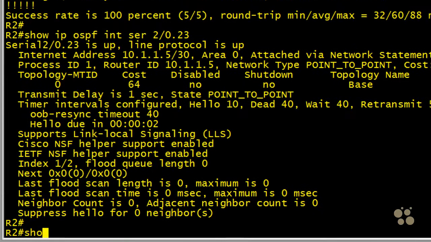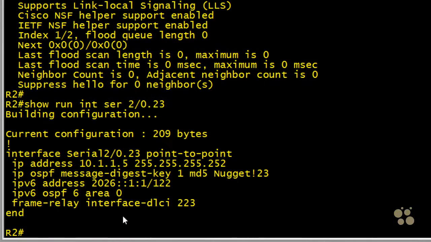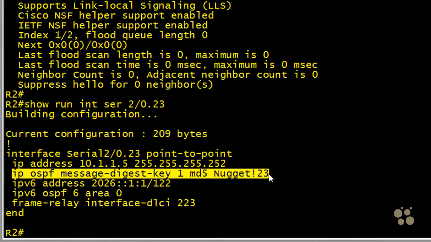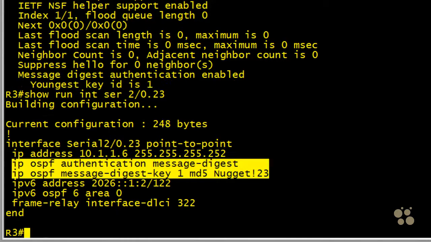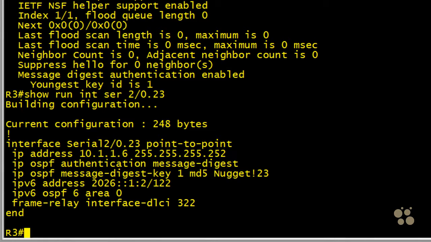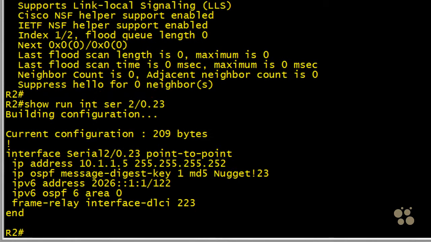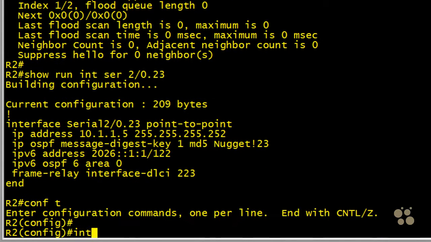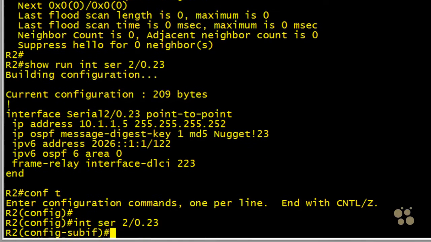So here on R2, we'll do a show run, interface serial 2/0.23. And look at that, we do have a key, it's there. But we are missing this statement right here. The IP OSPF authentication message digest is not present on the interface of R2. So what we could do is go over to R2, and here on R2 we can go into interface configuration mode for serial 2/0.23. And we'll simply add the missing piece.